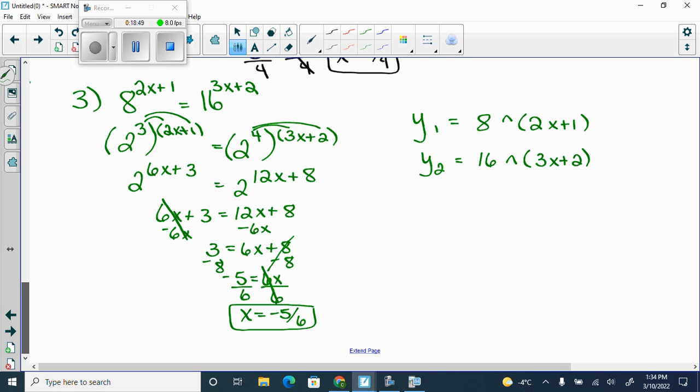You're going to try and find out where they intersect. So go second, trace, 5, enter, enter, enter. You don't have to move it around, just go enter, enter, enter. Second trace 5, enter, enter, enter.